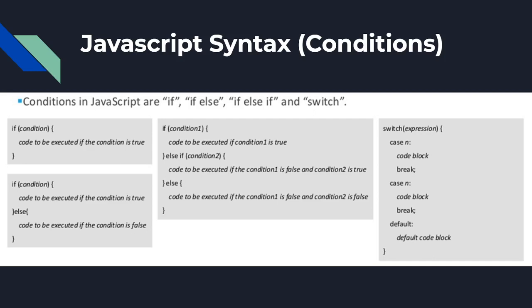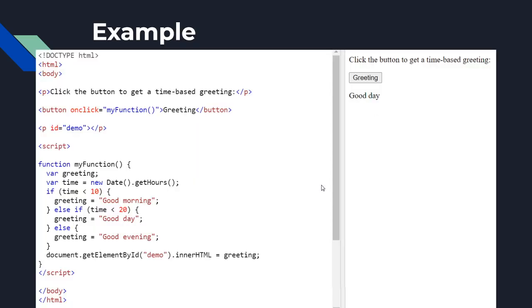JavaScript also has if and if-else statements. Here are just some examples of how you would use it. So if, and then you put the condition. If something occurs, do this. If something occurs, do this, else. If this did not occur, something else occurs, do this. And it goes on and on. You can set a number of if-else statements. Okay, so here is an example.